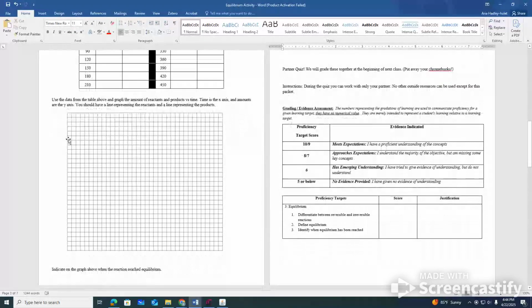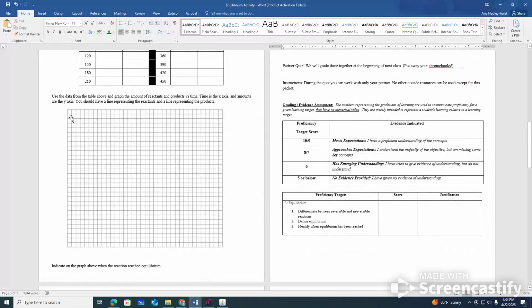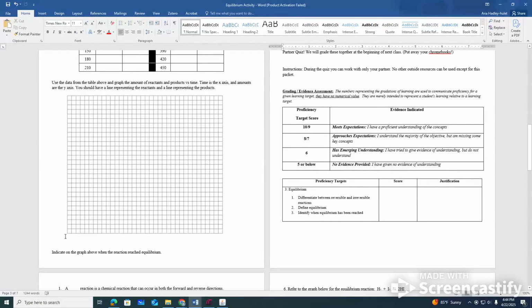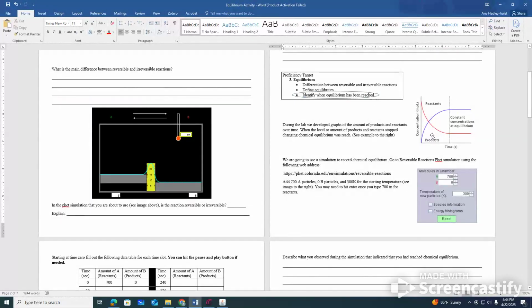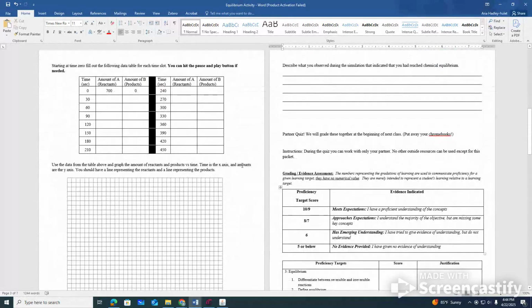And so I should see A starting off high and decreasing. I'm not sure if the lines will cross or not. You'll have to do that as you plug in the numbers. And then B probably started at 0 and then increased over time. So 2 lines on here. So I should see something somewhat similar to that. Okay, you'll take it from here.